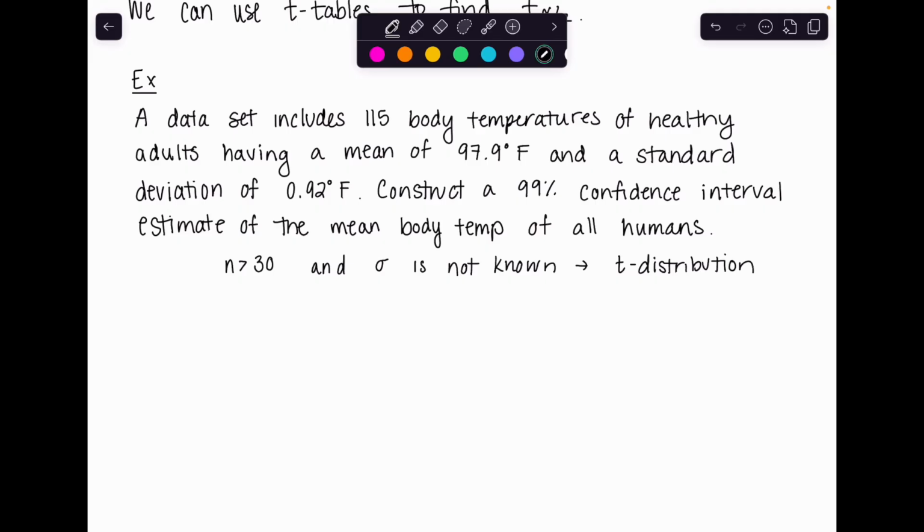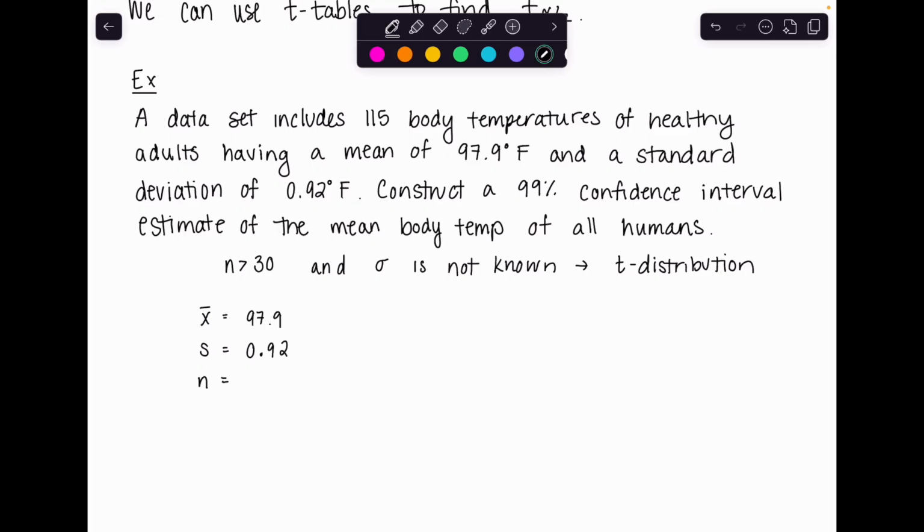Okay. So ultimately, I'm going to need a couple different things. I've got to figure out my margin of error, but I need a lot of other stuff to it. So I'm going to go through what each of these pieces is. Our sample mean is the 97.9 degrees Fahrenheit. That was the mean of the 115 body temperatures. Our sample standard deviation is the 0.92.